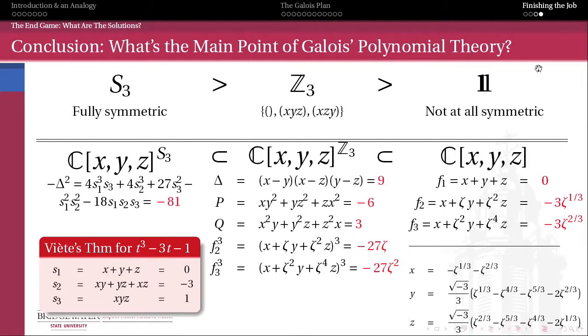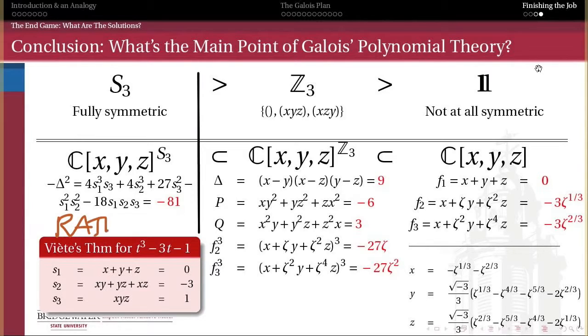So this is the last slide I want us to take a look at one last time, because this shows us the full picture of what we just did. In the left-hand column over here, we have a bunch of polynomials that are completely symmetric with respect to any permutation of x, y, and z. And because of that and Vieta's theorem, we can, for any polynomial, determine the values of these symmetric polynomials, and those values are all rational numbers. And that's always the case for any polynomial.